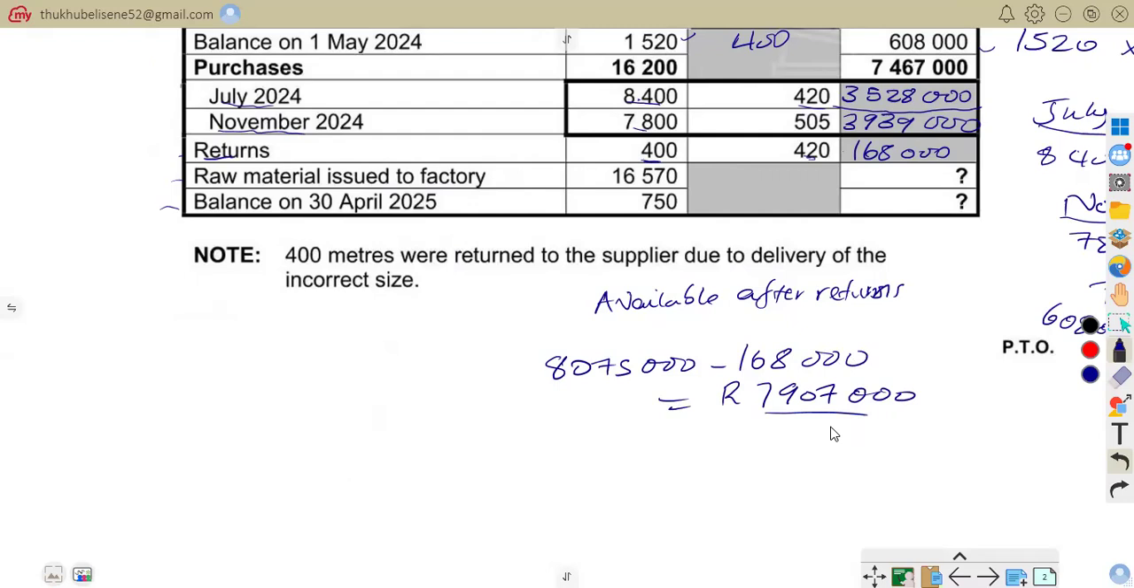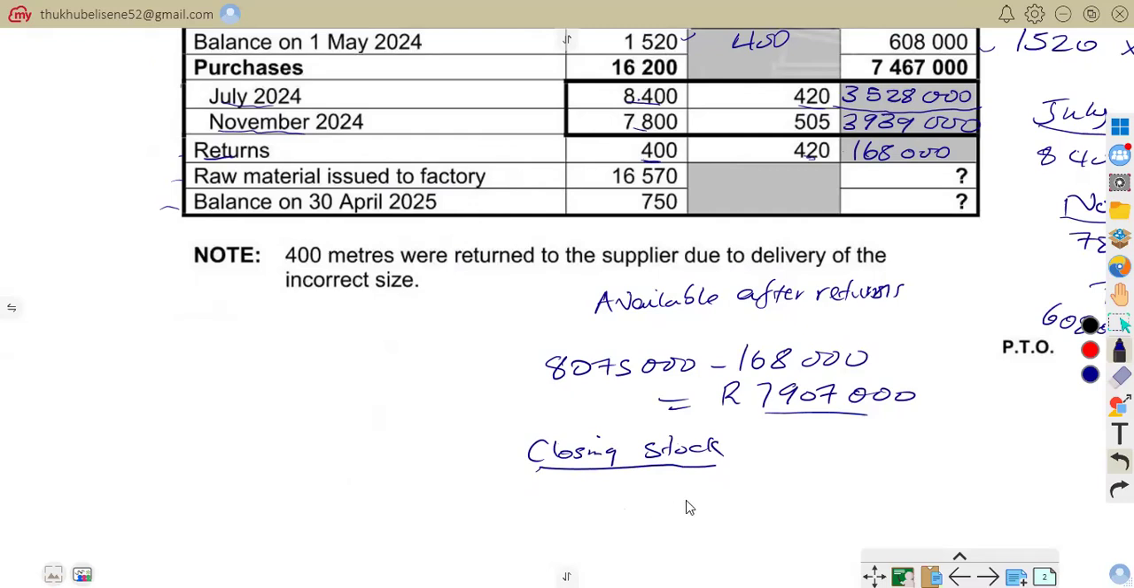So what is left now? As you know, we are still calculating our value of materials available. Remember, another step that you have to go for is to calculate the closing stock. Remember, we are asked to use FIFO, first in, first out. So now we are going to say closing stock.